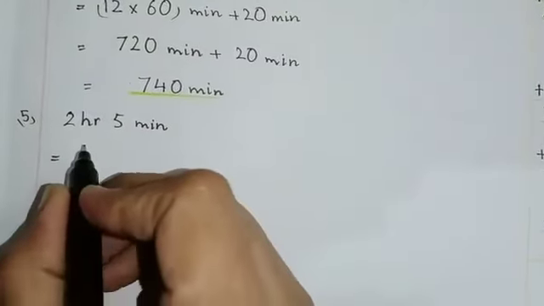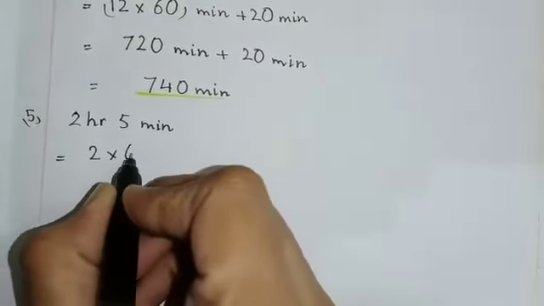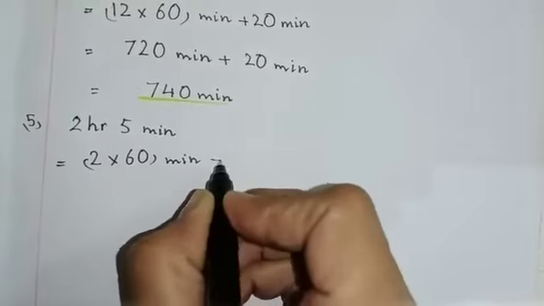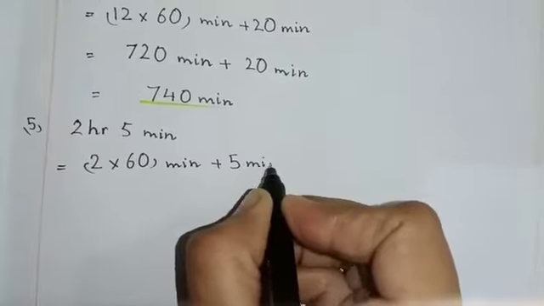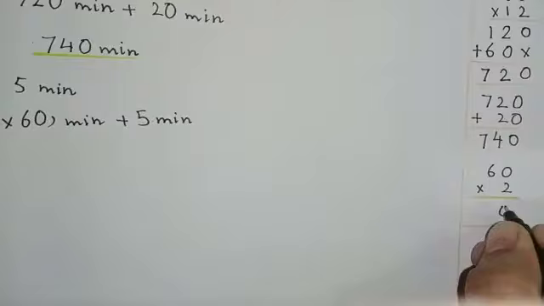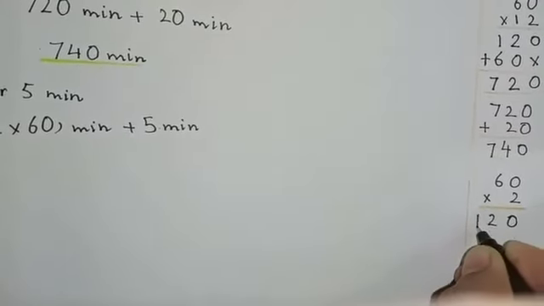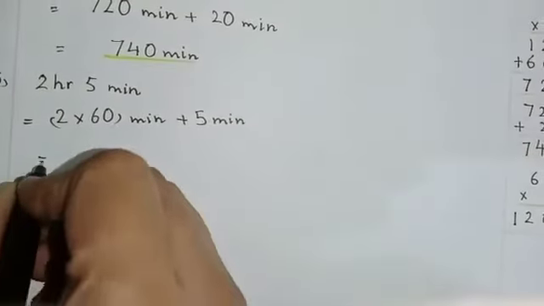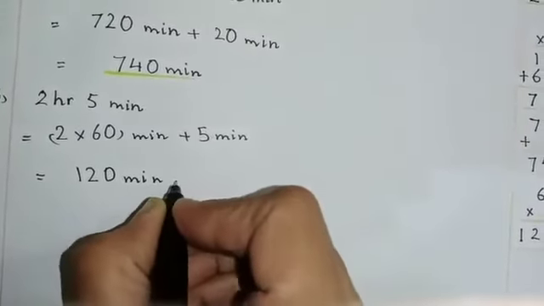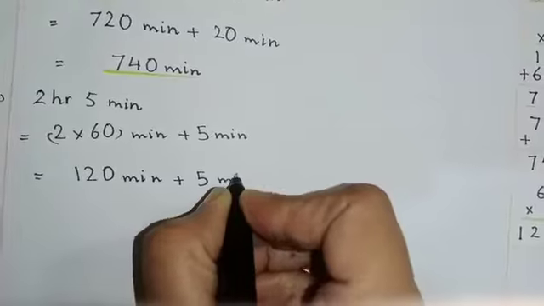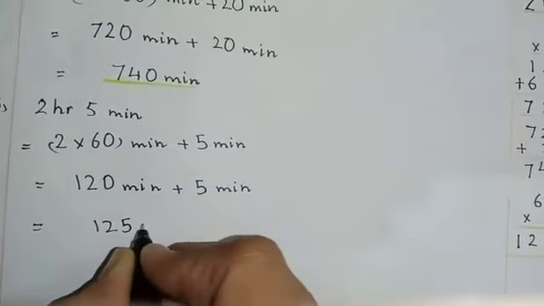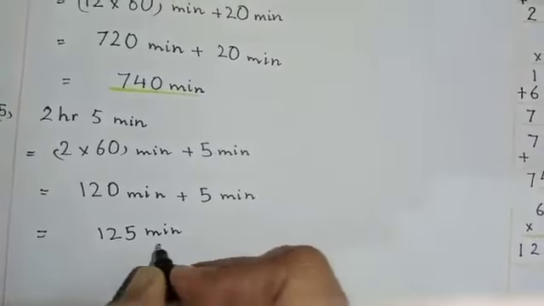Now we again convert hours into minutes. So we multiply 2 with 60, minutes plus 5 minutes. Now we multiply 2 with 60. 2 sixes are 12. So the answer is 120 minutes, plus 5 minutes. So 120 plus 5 is 125 minutes. Answer is 125 minutes.